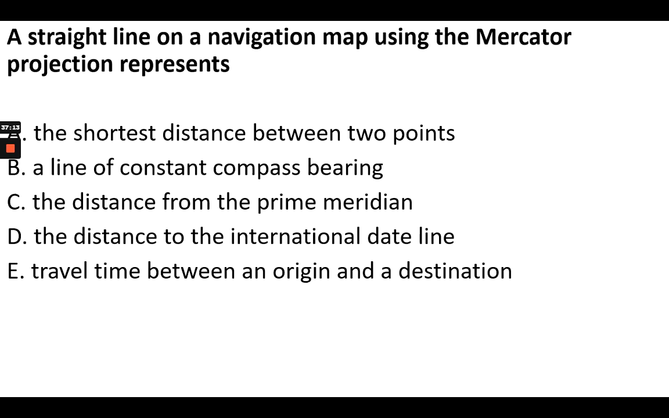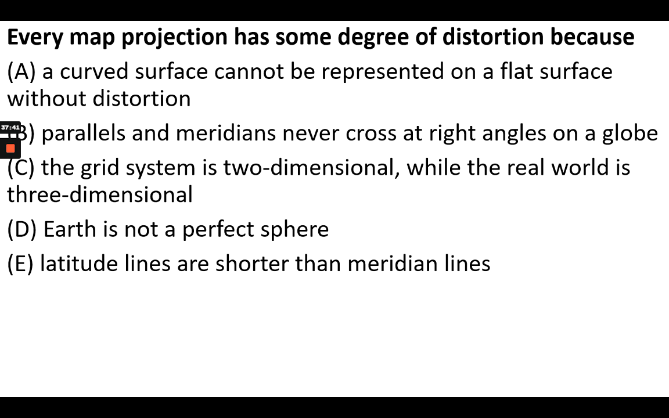Okay, we're almost done here. I'm not saying this is an easy question, but go ahead and answer it. The answer is B. I had to look this one up myself, the only reason I got this right is because of the film that I just showed you. Okay, tough question. All right, here we go. Every map projection has some degree of distortion because, and the answer is A. That film did a good job of answering this question. That's why I show you films.